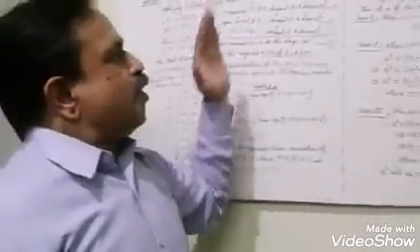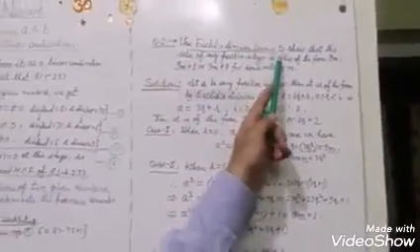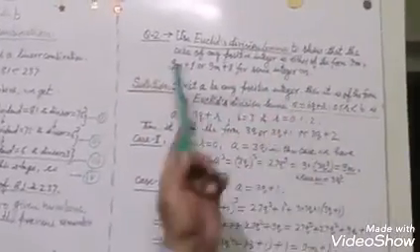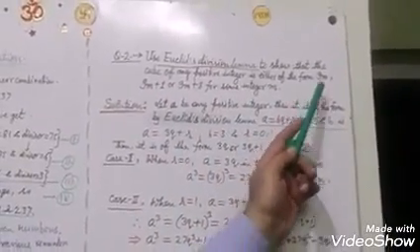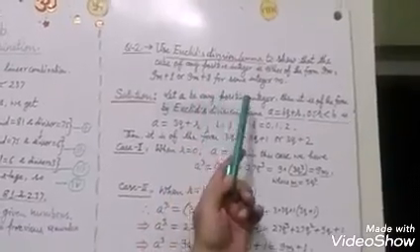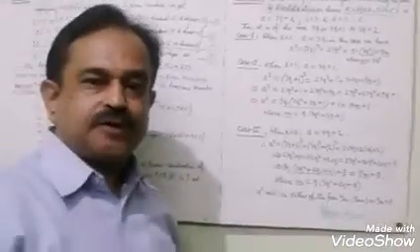Now, the second important problem. Our second problem is from Euclid's division lemma of this chapter. From Euclid's division lemma, show that the cube of any positive integer is either of the form 9m or 9m plus 1 or 9m plus 8 for some integer m. Now the solution part. Let a be any positive integer.